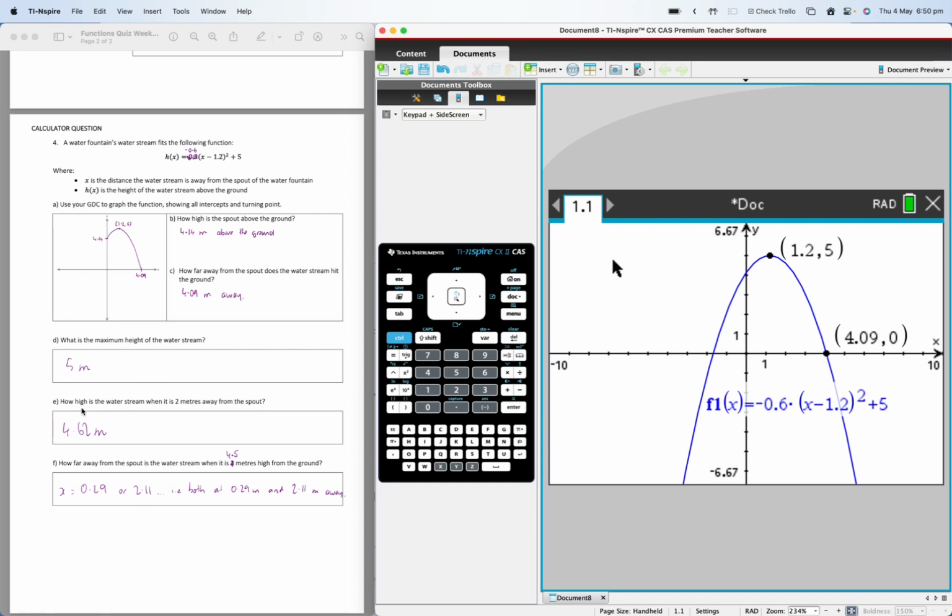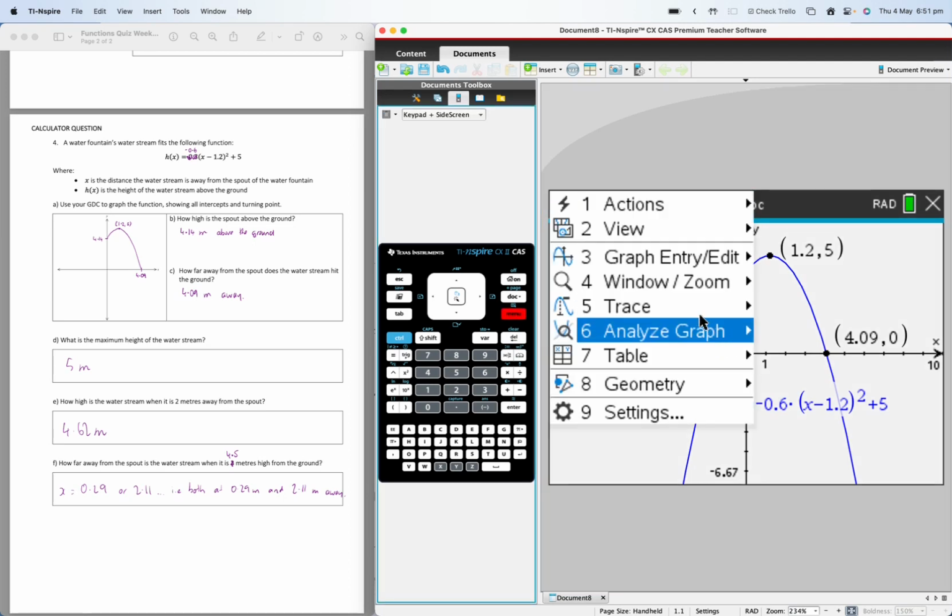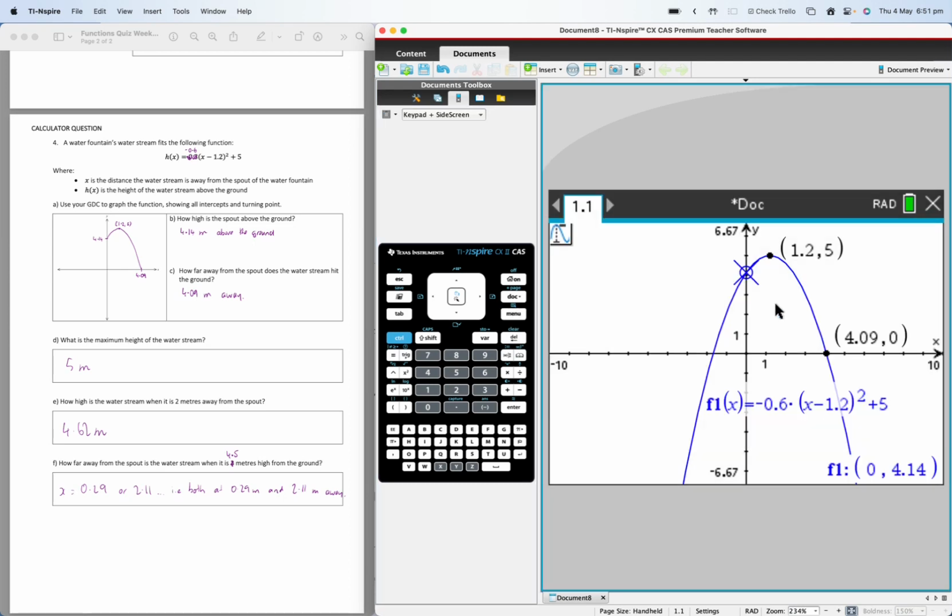The next one is: how high is the water stream when it is 2 meters away from the spout? So that's 2 meters away, which would be: what is the value of y when x equals 2? Okay, so what we are going to do is work out that value using our graph. I'm going to go to Menu, Trace, and then Graph Trace.